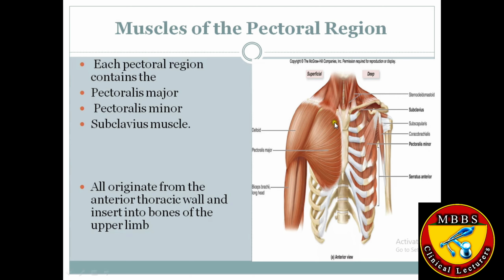The pectoralis major muscle. When we remove the pectoralis major muscle, we can see the pectoralis minor muscle and the subclavius muscle, which lies beneath the clavicle. All these muscles originate from the anterior thoracic wall and get inserted into the bones of the upper limb.